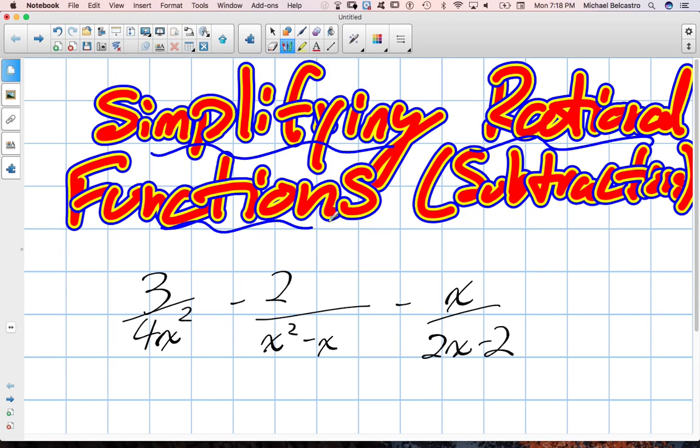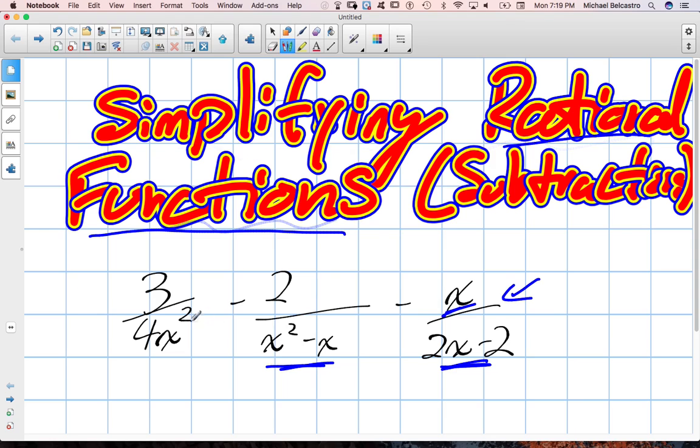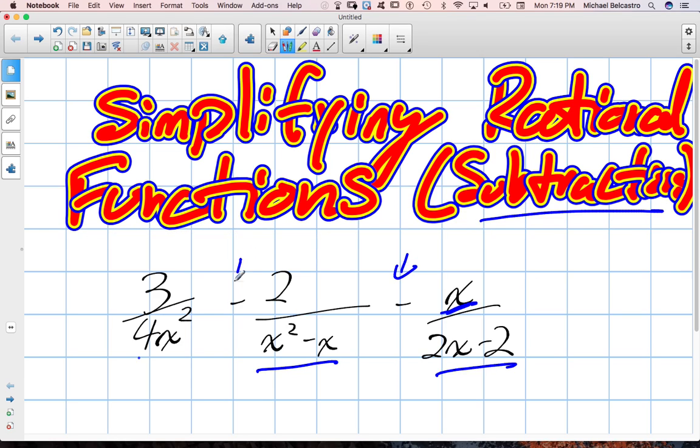Simplifying rational functions. A rational function is when you have an equation divided by another equation. That's what they talk about when they talk about rational functions. So that's what you have here: the division of an equation by an equation. And we're focused on subtraction of them, okay? So we need to simplify this.